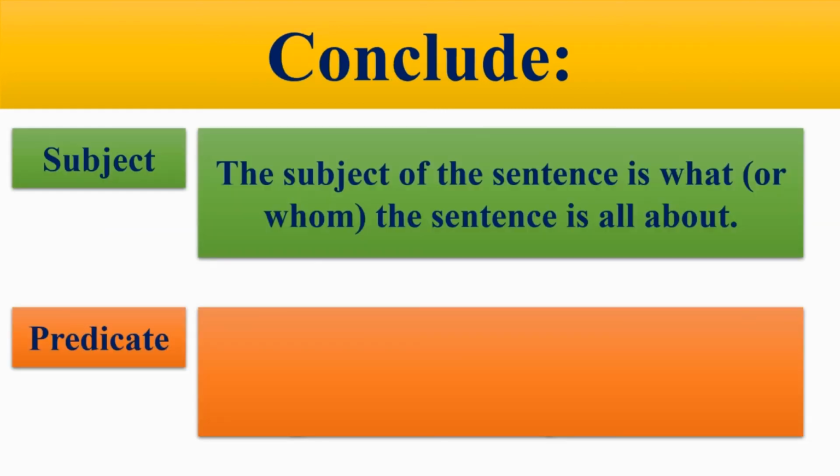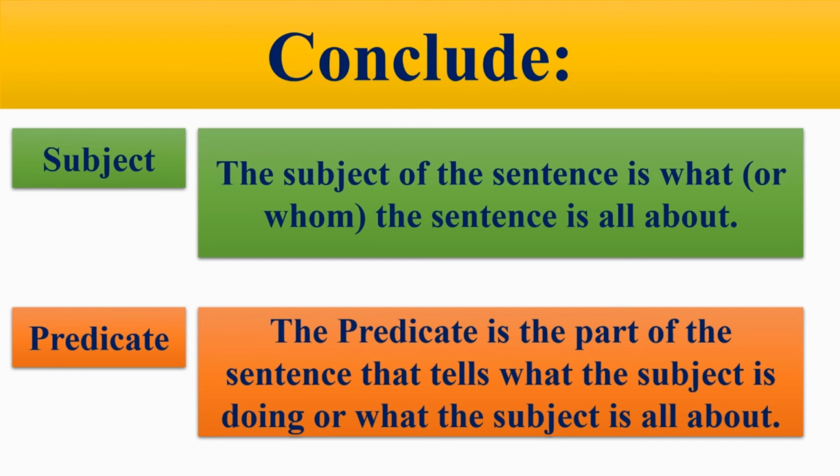To conclude, the subject of the sentence is what the sentence is all about. And the predicate is the part of the sentence that tells what the subject is doing. The predicate is the part of the sentence that tells what the subject is doing.